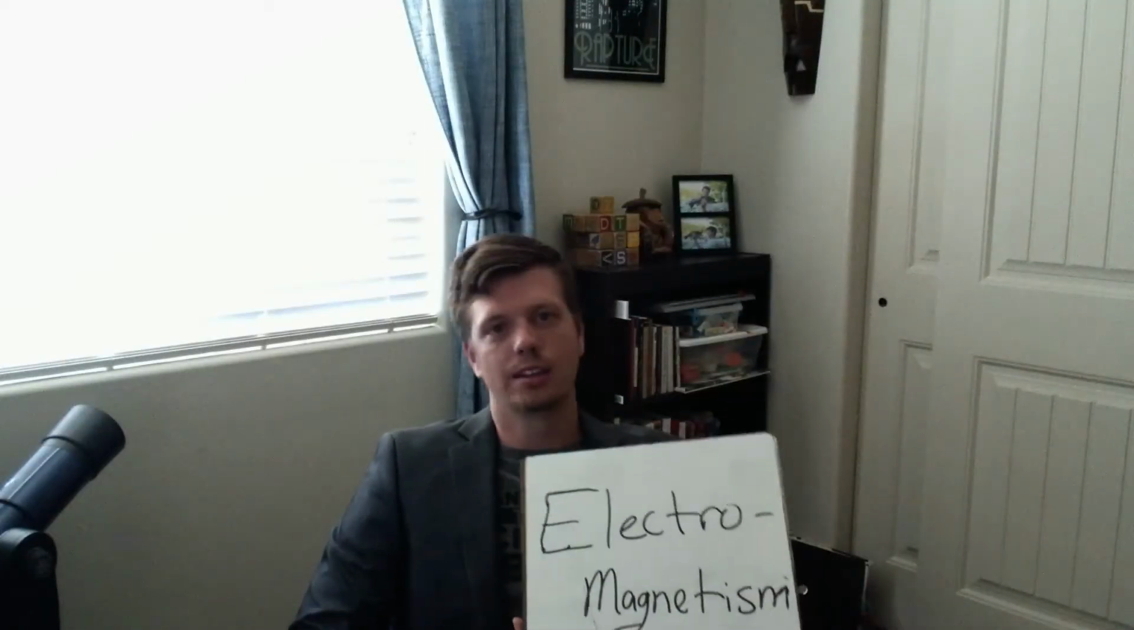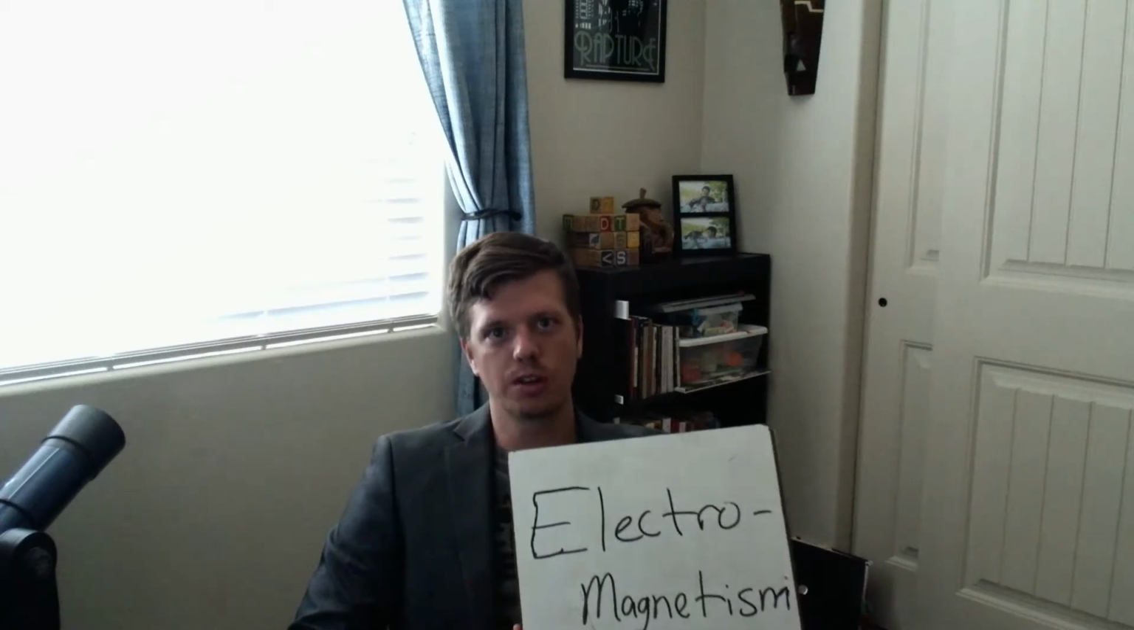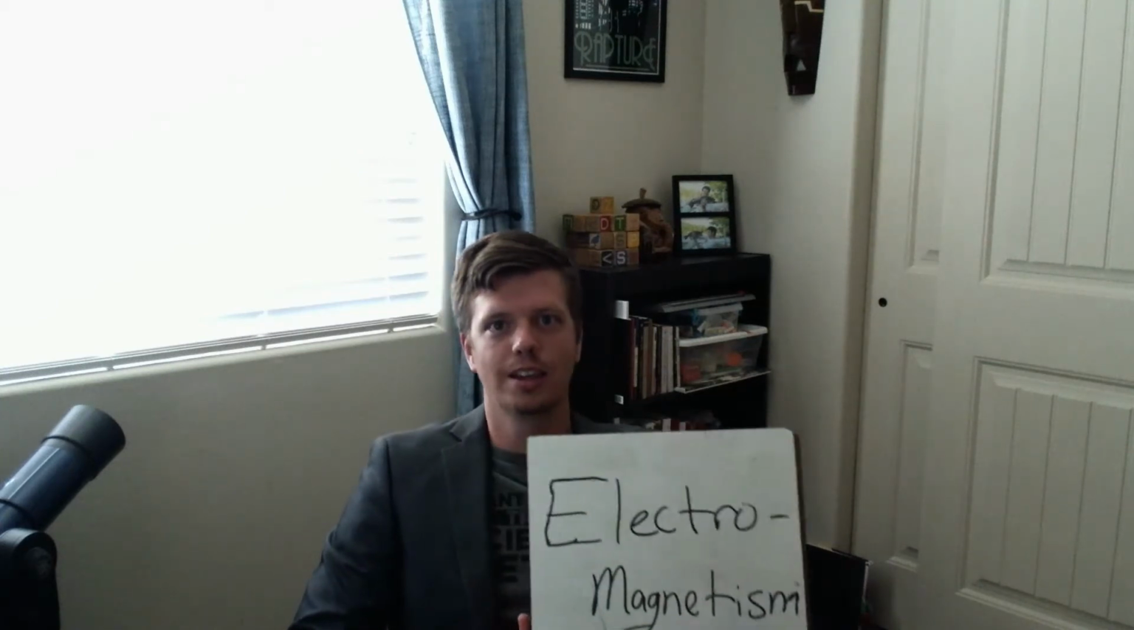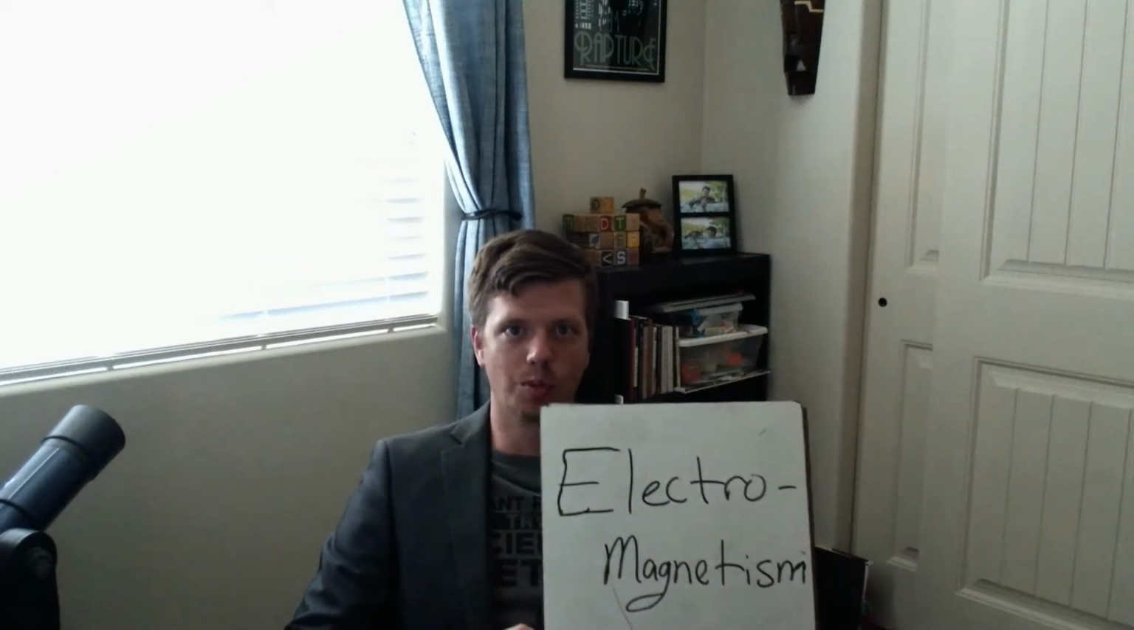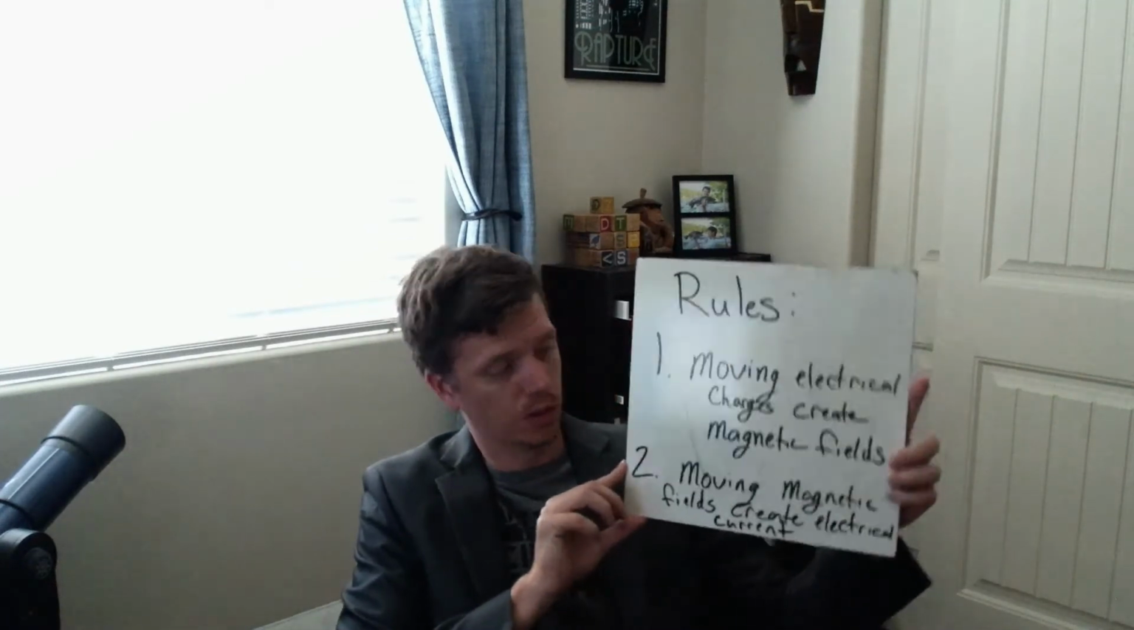So electromagnetism is when we start dealing with electricity and magnets as a single subject instead of keeping them separate like we have been. In order to explain electromagnetism, we have to start out with two basic rules. As long as we understand these two basic rules, we can continue to take a look at some of the ways we can use electromagnetism in day-to-day life. So here are our two basic rules.